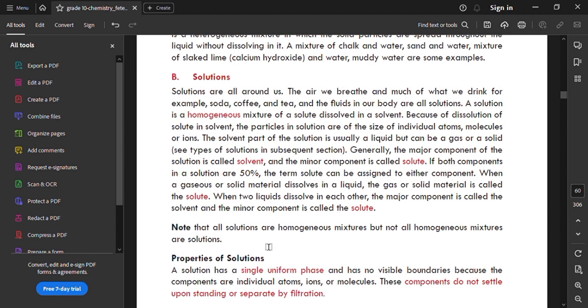So generally the major component of the solution is called solvent and the minor component is called solute. If both components in solutions are 50%, the term solute can be assigned to either component. So when a gaseous or solid material dissolves in a liquid, the gas or solid material is called the solute.